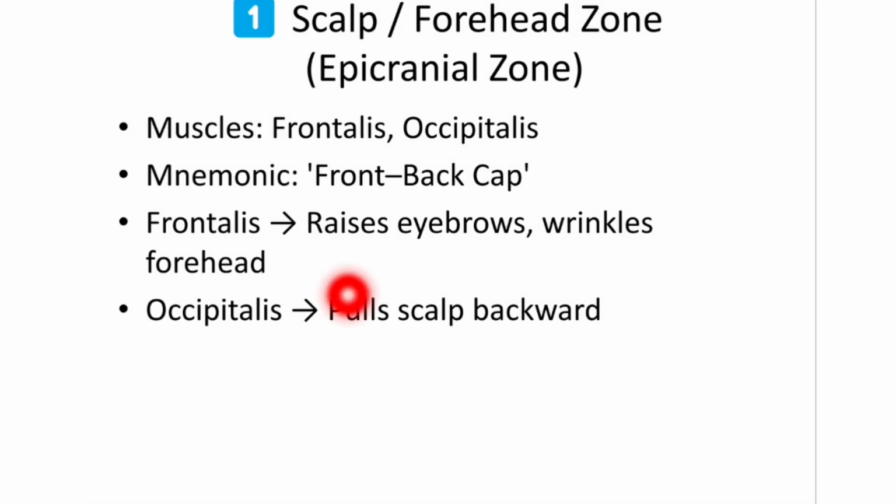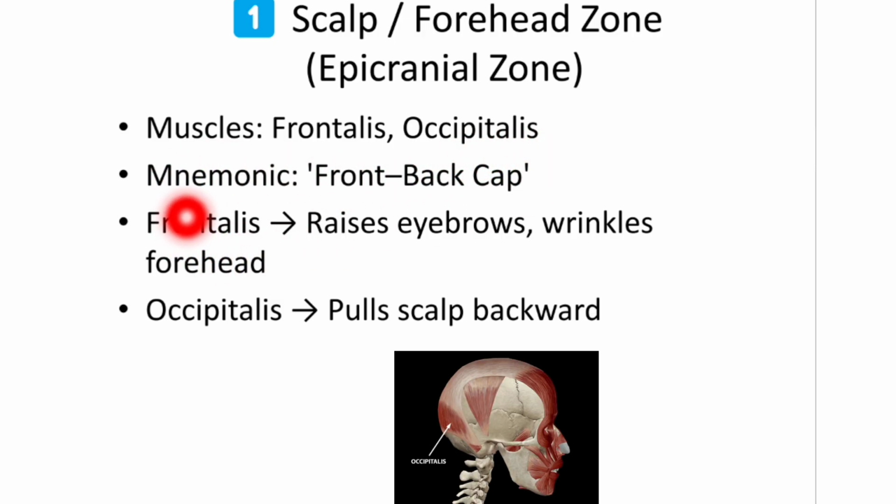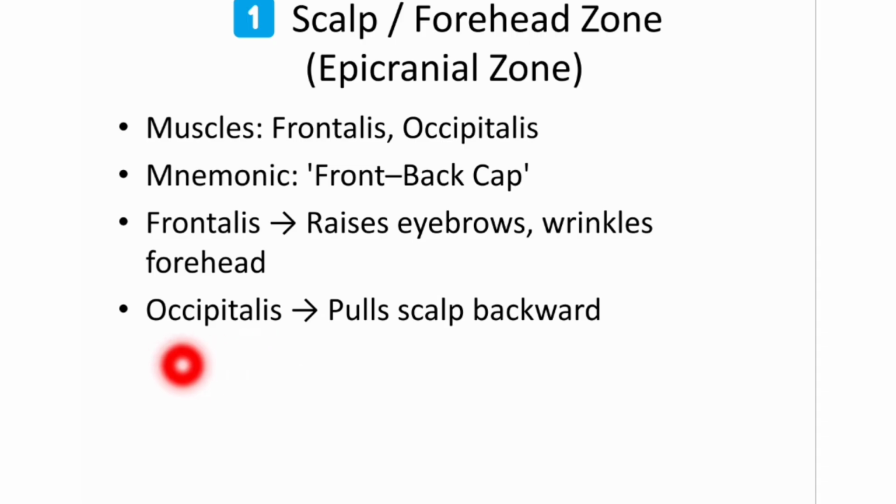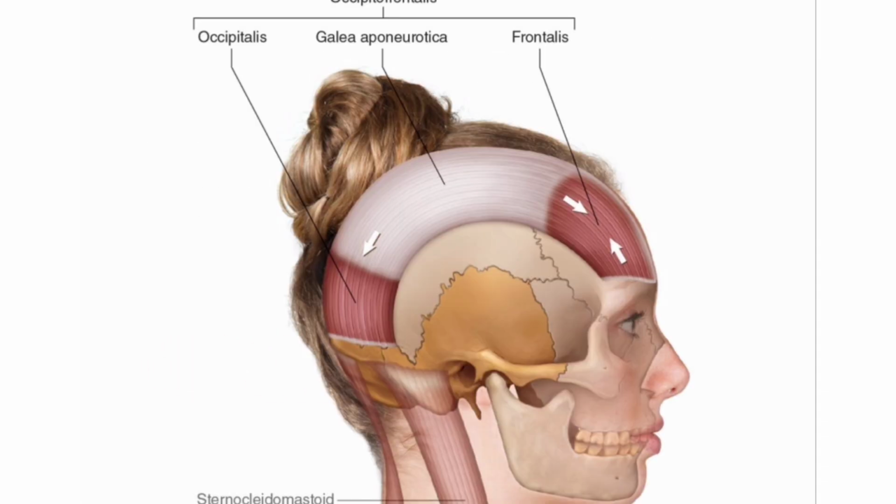So let's start. The first one is the scalp or the forehead zone, that is also known as epicranial zone. Muscles in the epicranial zone are frontalis and occipitalis, and the mnemonic to remember is front, back, cap. Frontalis raises eyebrows and wrinkles forehead. Occipitalis pulls scalp backward. So this is the frontalis muscle and this is the occipitalis muscle.